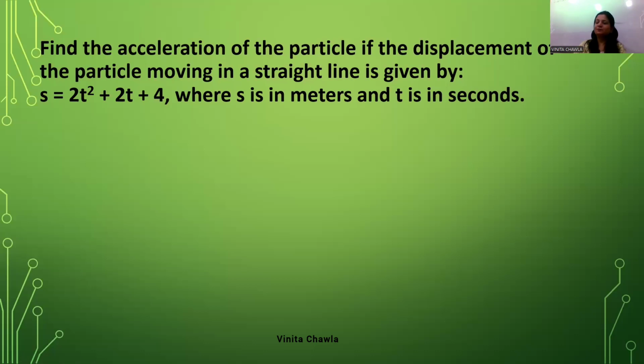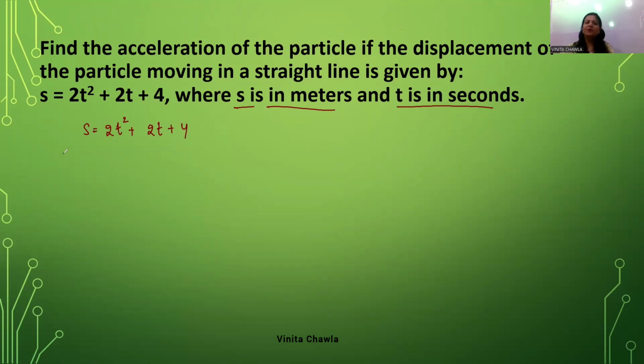Next question. फटाफट करते हैं. Find the acceleration of the particle if the displacement of the particle moving in a straight line is given by this, where s is in meters and t is in seconds. s is 2t square plus 2t plus 4. Displacement is in meters and time is in seconds, and we have to find acceleration of the particle.